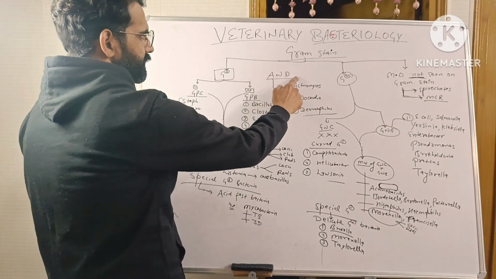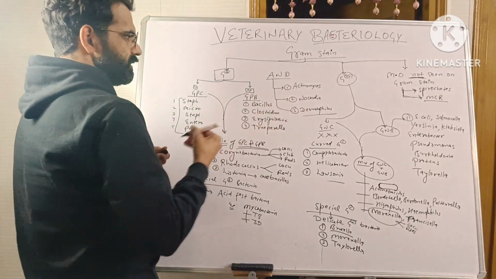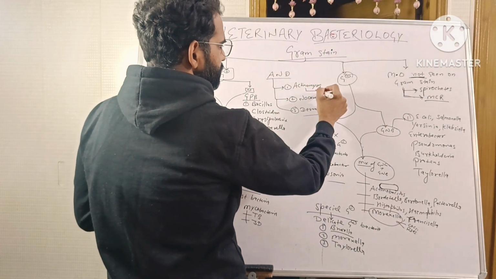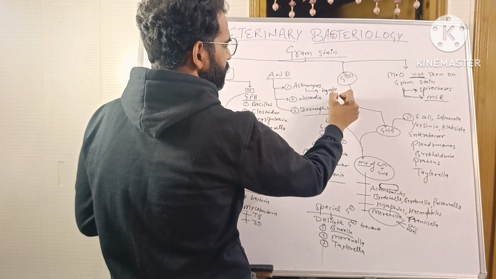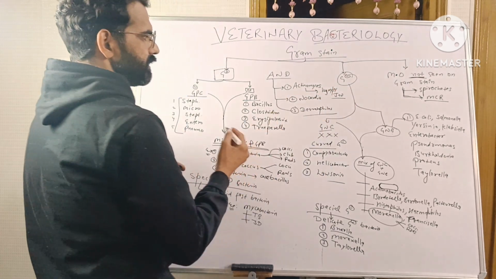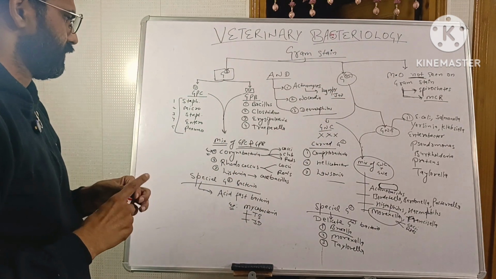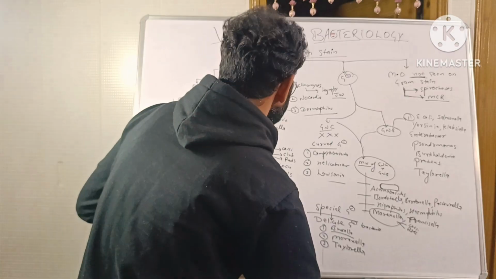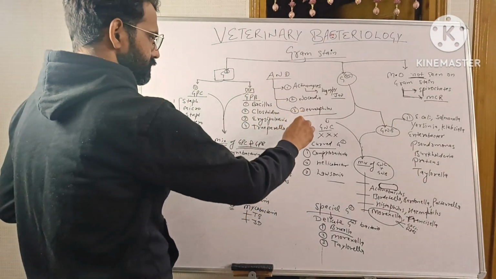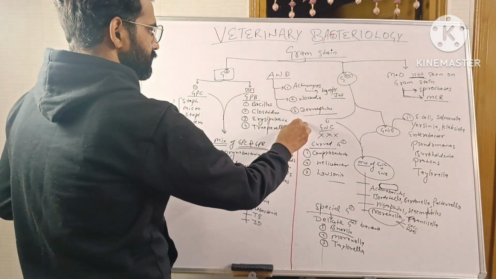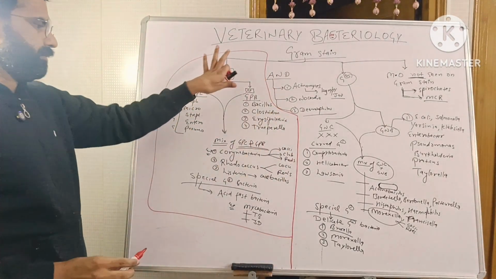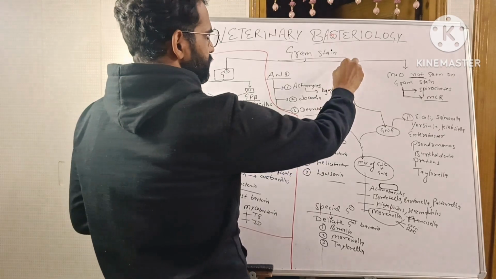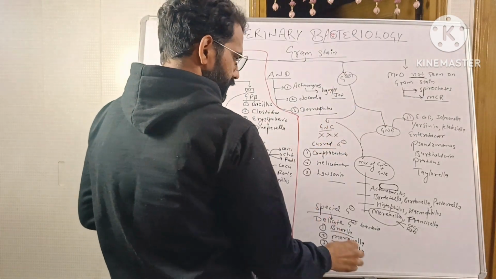And this N stands for actinomyces. That is the etiological agent of lumpy jaw. Then nocardia and dermatophytes. This portion is the gram positive bacteria and this is your gram negative portion.